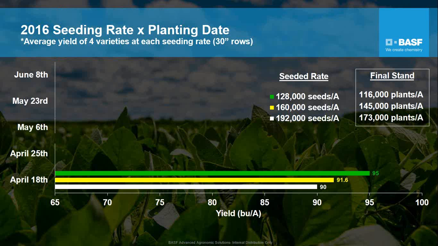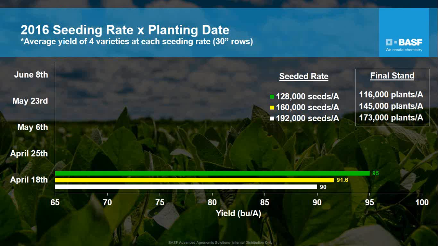And to show you what we're going to have here, I've got my 5 planting dates. We've got our 3 seeding rates, so 128,000, 160, and 192 in the green, yellow, and white bar. And I've got our final stands listed there as well. And you'll notice on April 18th that in reality, we had our best yields at our lowest seeding rates.